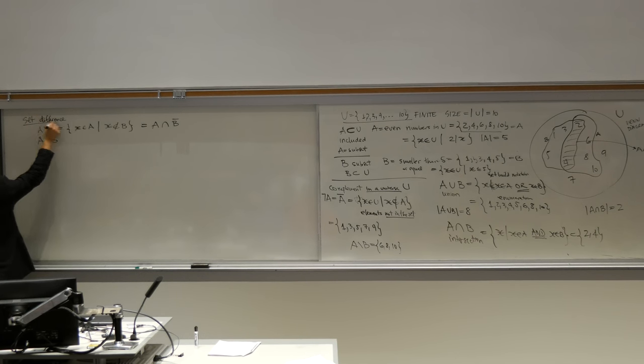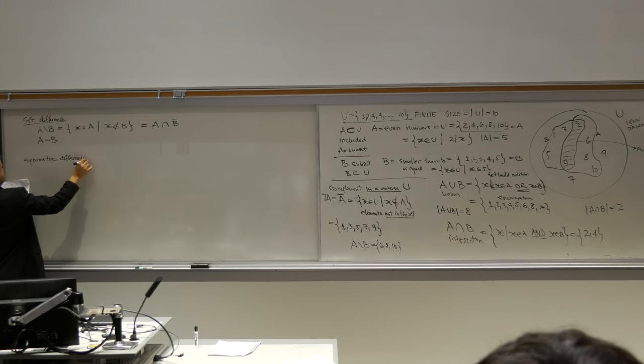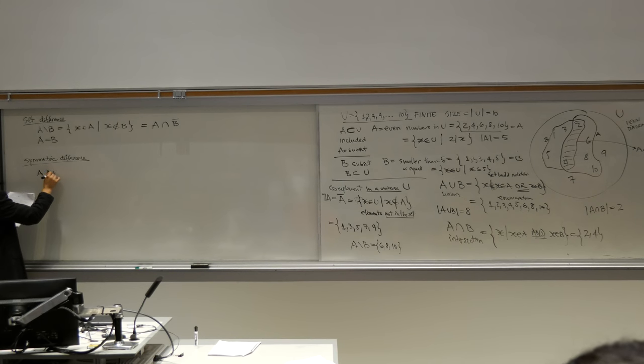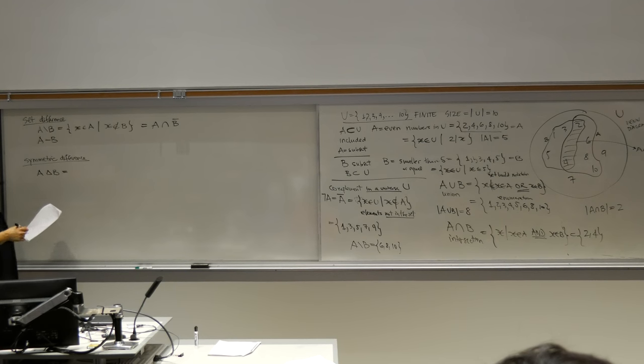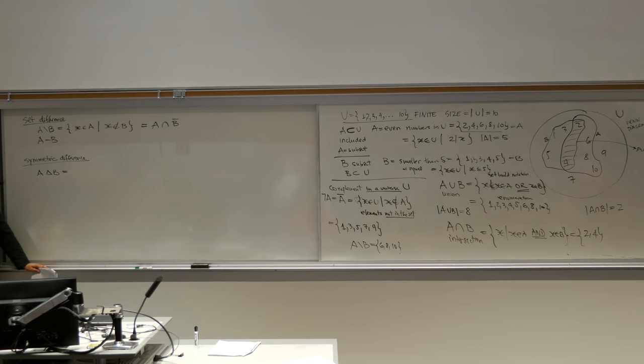We also have one more, symmetric difference. That's a little bit like XOR. A delta B is, how do I write something like XOR? What would be the equivalent of XOR here? How does XOR work, when is XOR 1? Between two Boolean variables, when do I get XOR 1? It's in either one but not both.